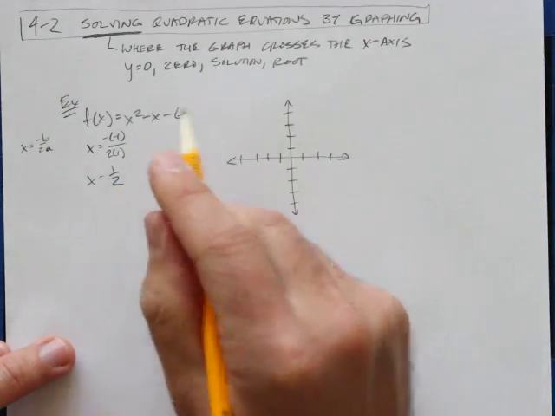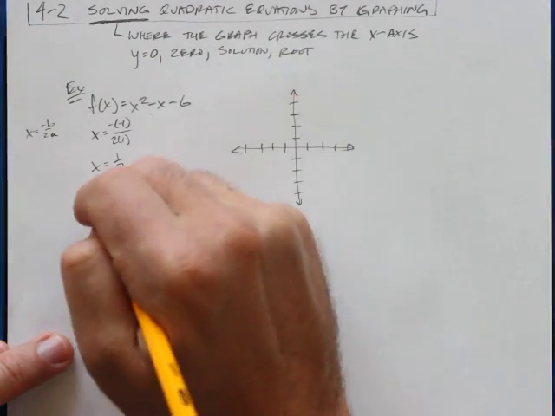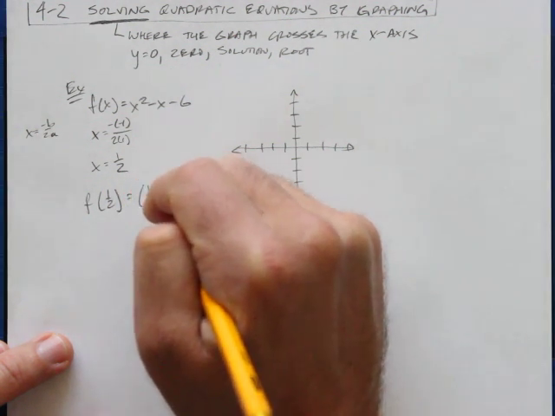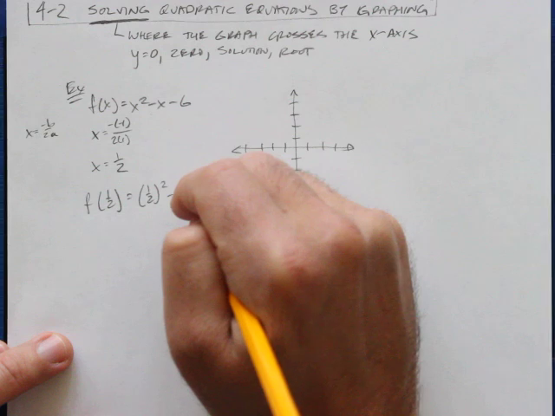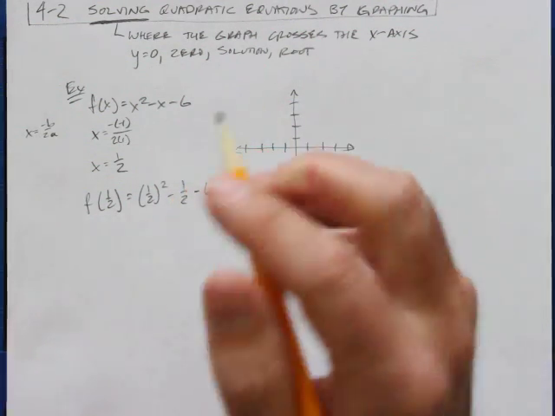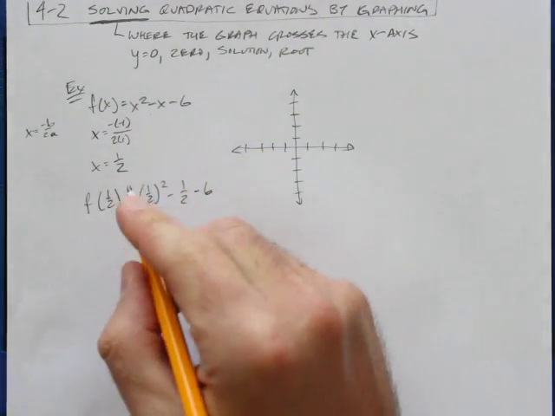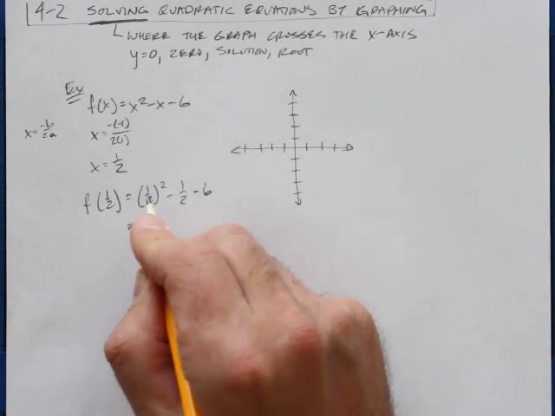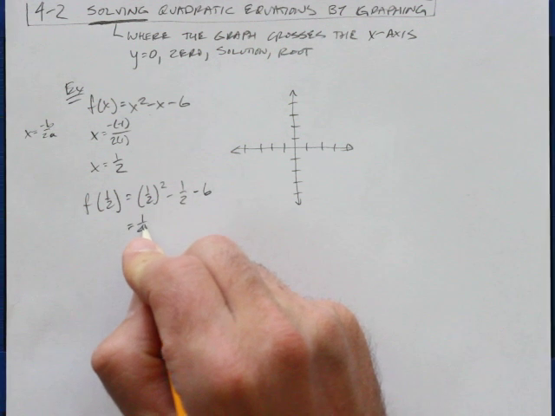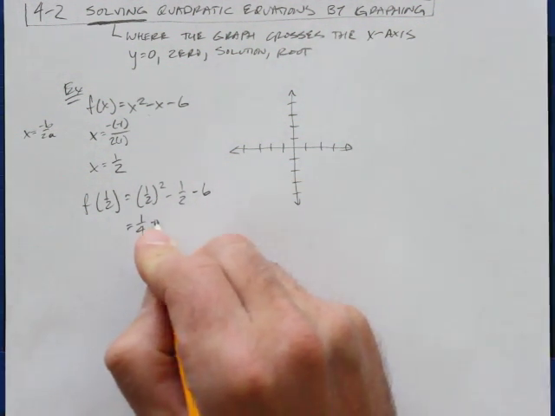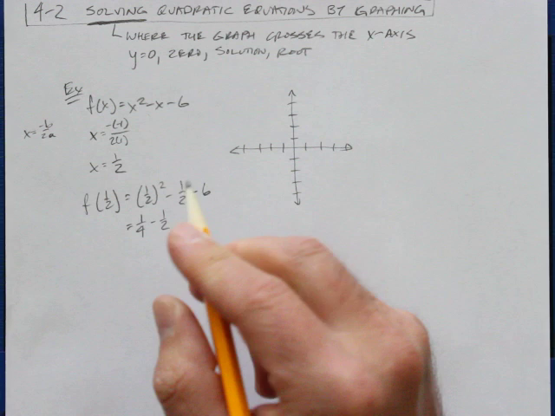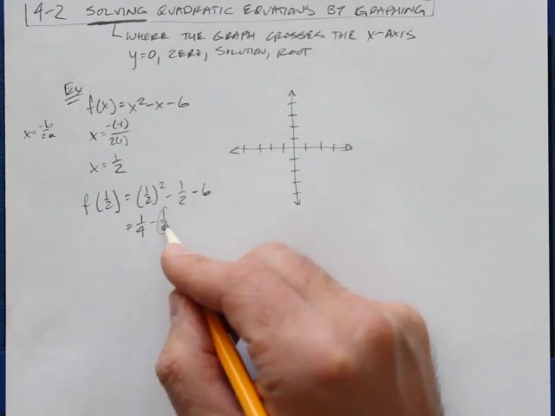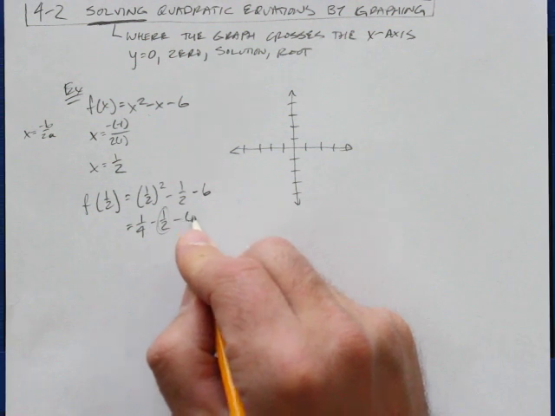I'm going to plug half back into the equation. f of 1/2 equals 1/2 squared minus 1/2 minus 6. Gross. All right. 1/2 squared is 1 squared over 2 squared, so that's 1/4. Minus 1/2. Now I'm going to quick change this 1/2 to, well, we'll do that next time. Okay, minus 6.